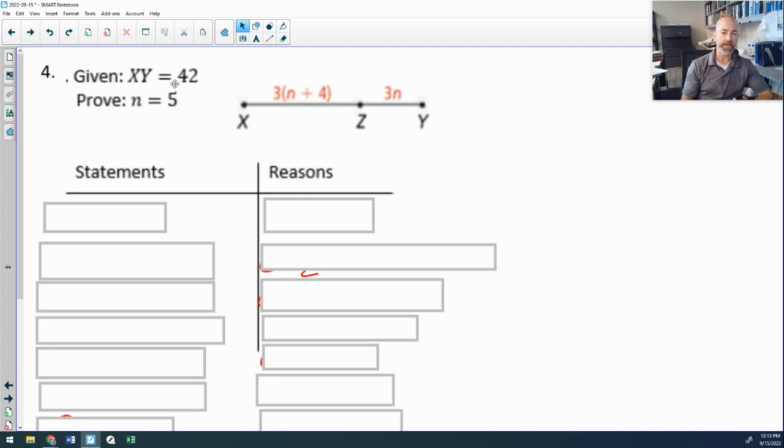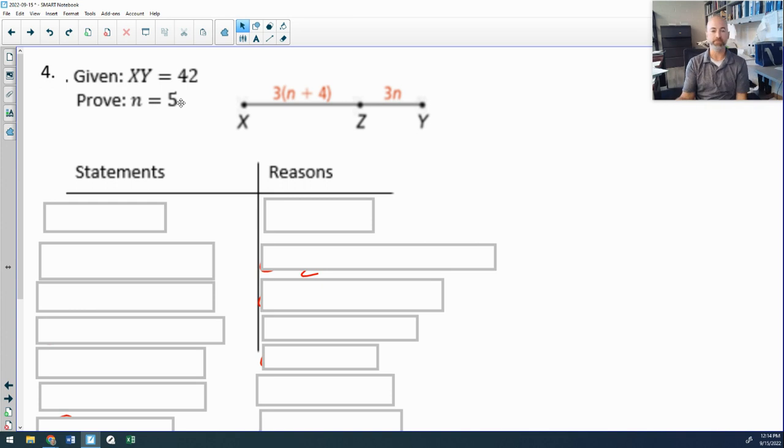Number 4 is a long one. And we are now getting into geometry. This is not a straight up algebra proof. And this is where it gets more complicated. So we are given in this diagram right here, we're given xy equals 42. So that's given to us. And we are trying to prove that n would equal 5.